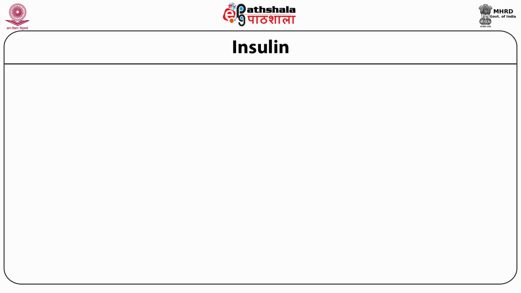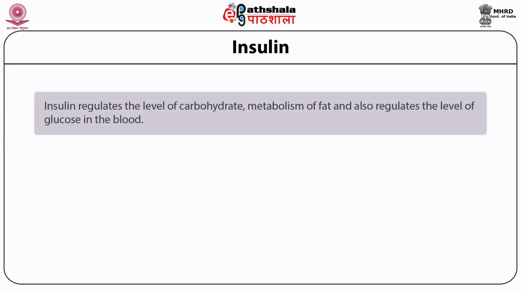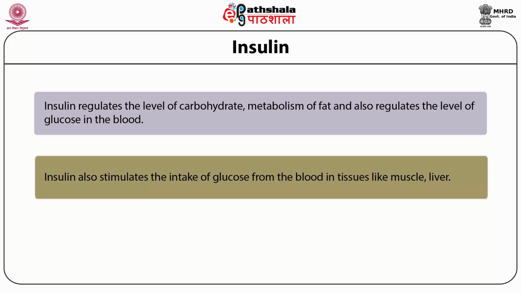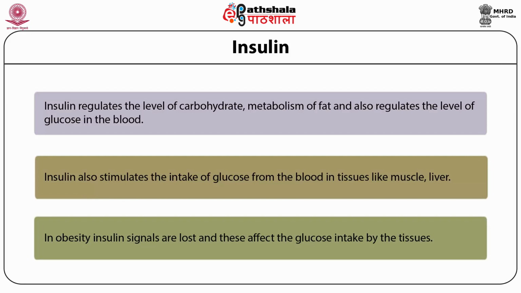Insulin is secreted by the pancreatic gland. Insulin regulates the level of carbohydrate, metabolism of fat, and also regulates the level of glucose in the blood. Insulin also stimulates the intake of glucose from the blood in tissues like muscles and liver. In obesity, insulin signals are lost and this affects the glucose intake by the tissues. The glucose level in the blood gets disturbed even if the insulin content in the blood is normal or high.